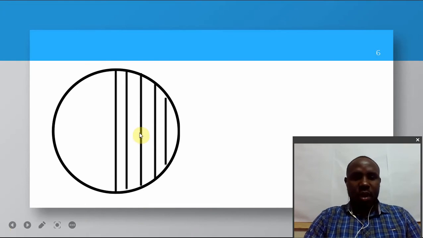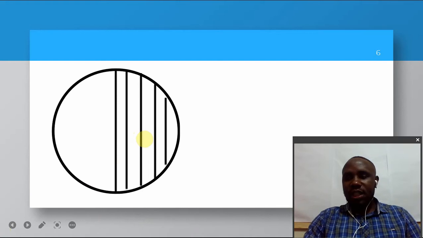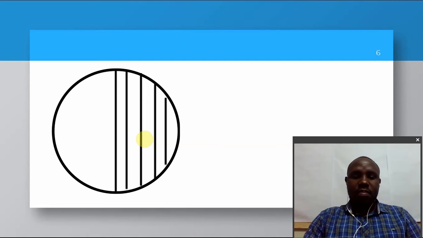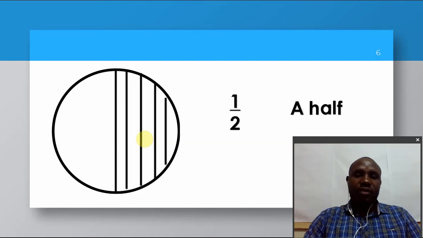How many parts did I have altogether? There were two parts. How many parts have I shaded? I've shaded only one part. So I've shaded one part, and I have two parts here. What name is given to that fraction? We looked at the beginning, and we say that that fraction is called a half. A half. That's when we divide the shape into two equal parts.